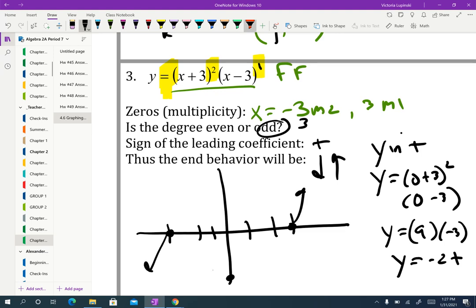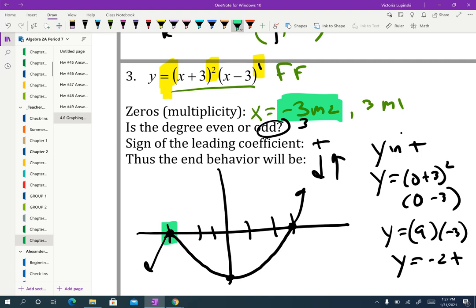And notice that at the multiplicity 2, which is at -3, you have to have a bounce there. So as I come from the down, I'm actually going to touch the -3 and then bounce back down. I would actually go to the y-intercept and then turn back up, and then finish by connecting the graph by crossing at the multiplicity 1.